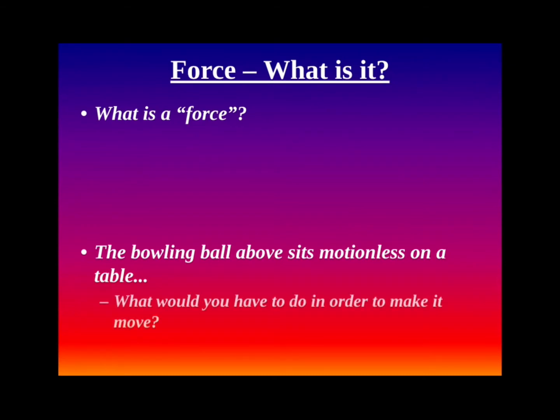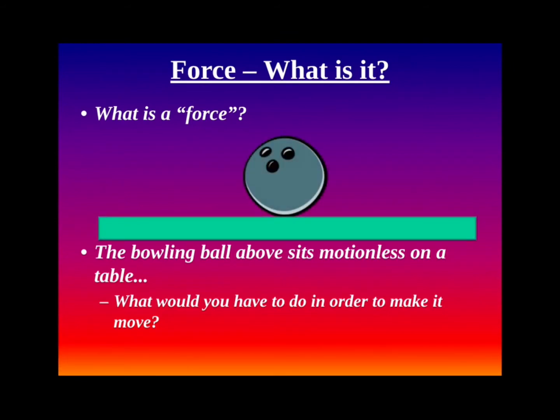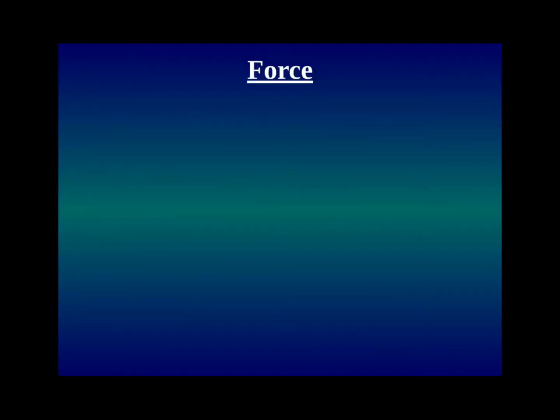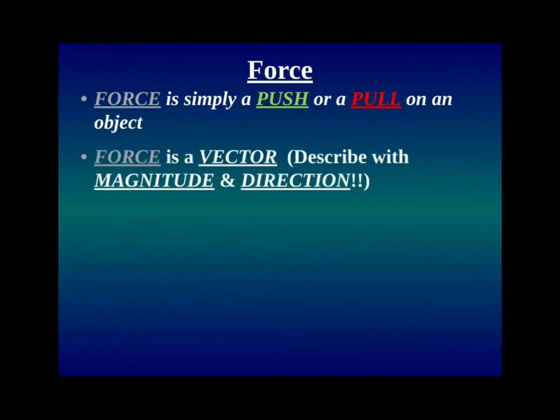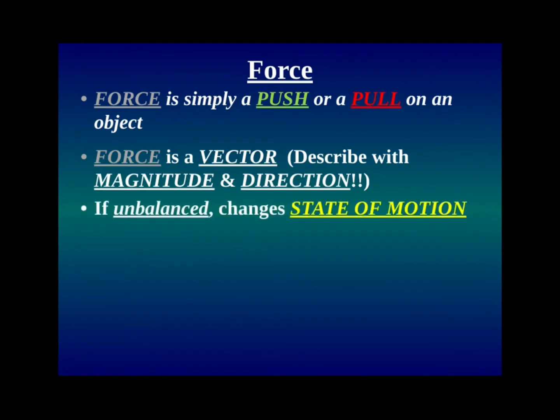Let's look at an example here. We have a bowling ball that sits motionless on a table. What would you have to do in order to make it move? Because it's just going to sit there if we don't do anything to it. What we'll have to do is either apply a push or a pull, and then it should start moving. So force is simply a push or a pull on an object. Force is a vector, so that means it has magnitude and direction. Just like velocity, acceleration, and displacement, it is another vector. If it's unbalanced, this will change the state of motion.